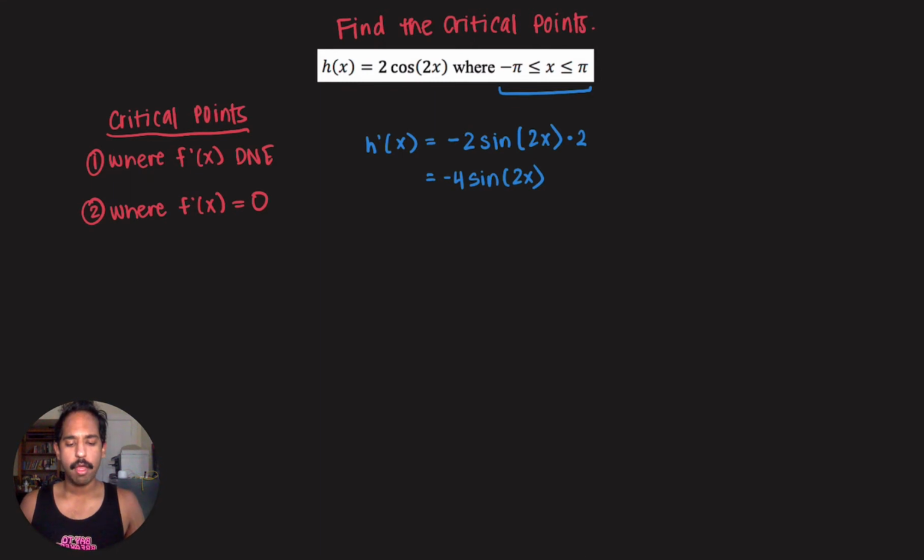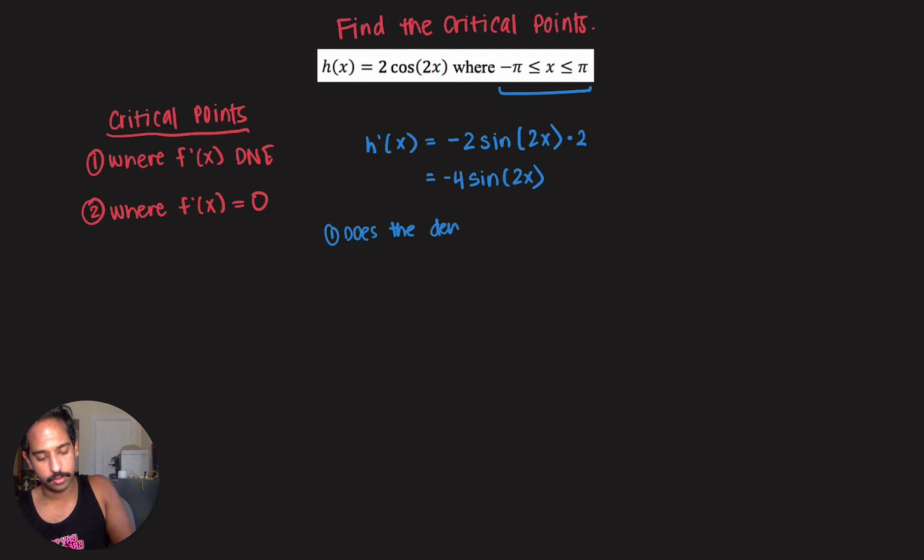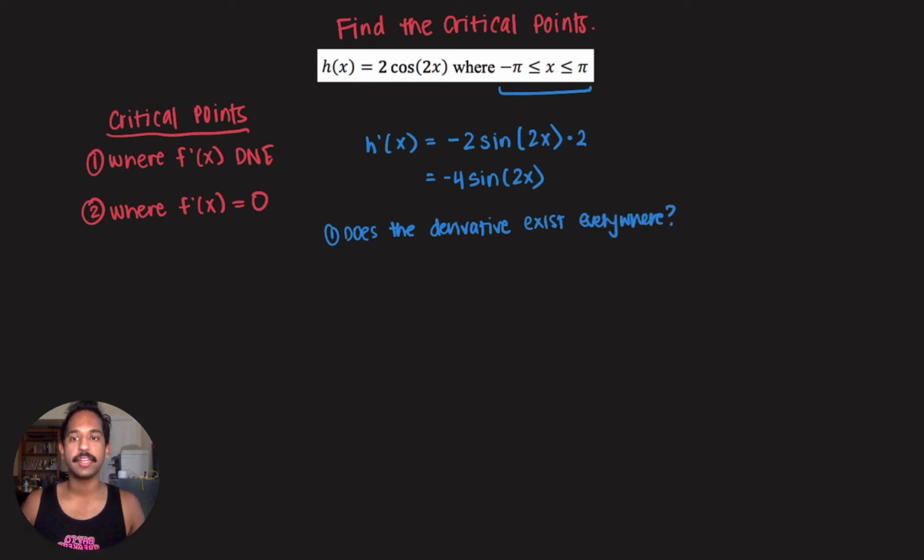Alrighty. Now, the question is, is there any place where the derivative doesn't exist? That's the first thing we want to ask. Does the derivative exist everywhere? And the answer here is yes, because there's no reason why sine wouldn't exist. There's nothing in a denominator. You can find the sine of any number, so any x value would work. So, yes, we don't care about number 1. What about number 2?